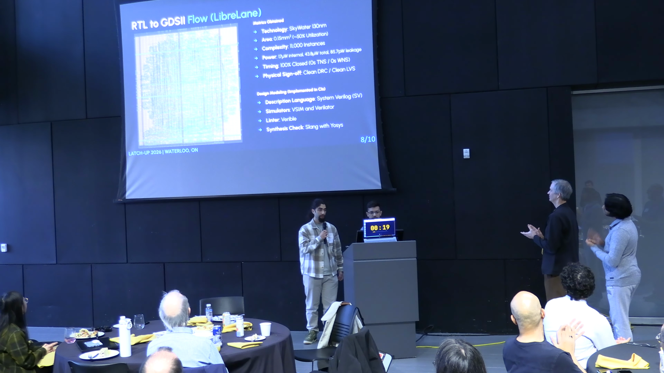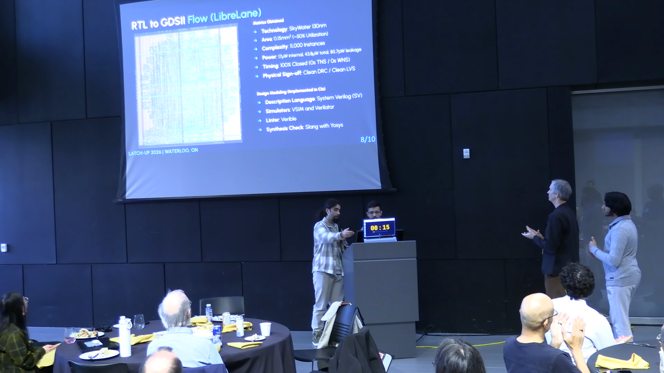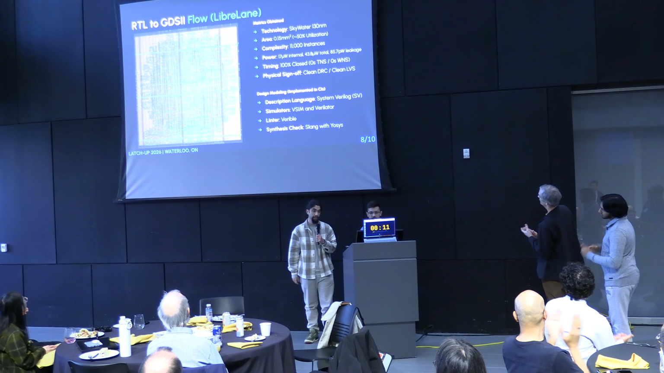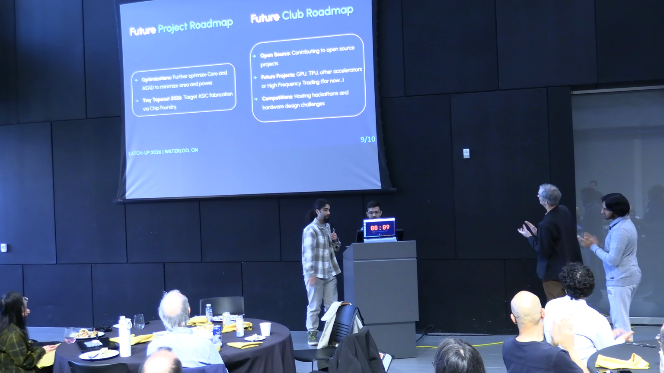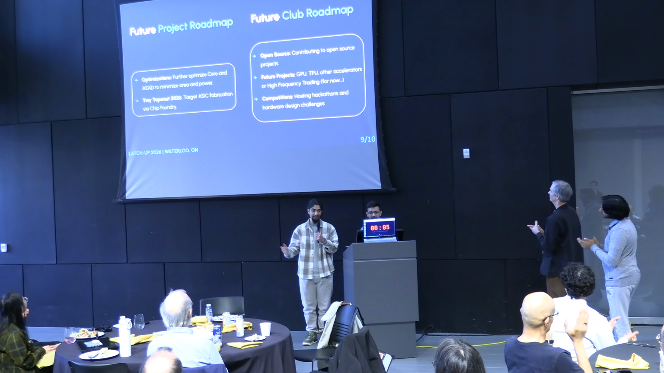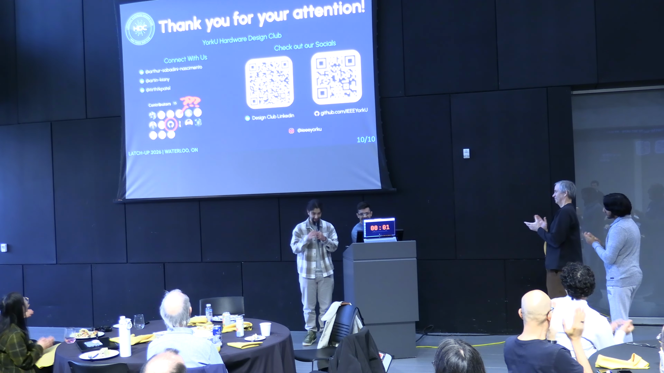We also went through the full RTL to GDSII flow, and these are all the metrics: 100% closed timing, clean DRC, and clean LVS physical sign-off. For the roadmap, we're adding more optimization that will target asynchronous computation, and there's also a spot for contributing to our open source projects, and future plans and events.